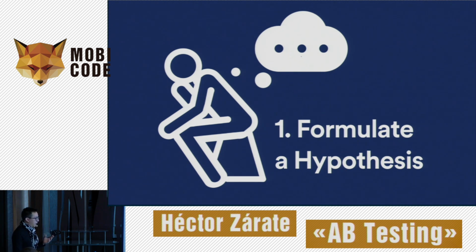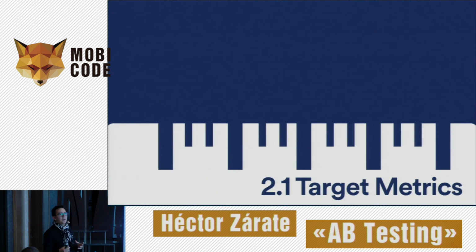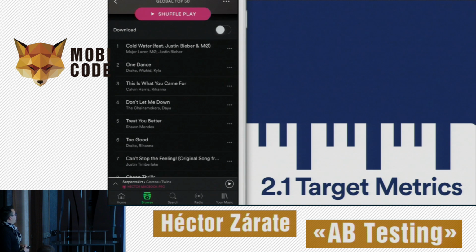Then, based on your hypothesis, you need to figure out how do you test if it's wrong or not. And this is part of the second step, which is designing the test. So the first important thing of designing your test is that you have something called target metrics. These are metrics that you're going to measure both in the control group and in the variations of your experiment. And you're going to compare those two values, see which one performs better. I have a very simple example here, continuing with the pink button.